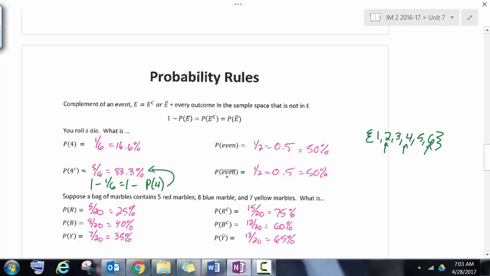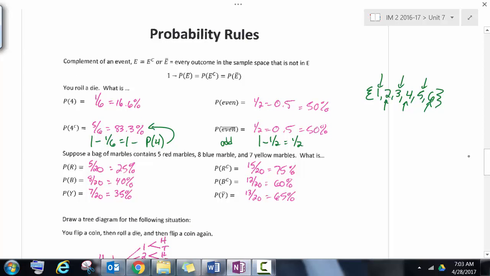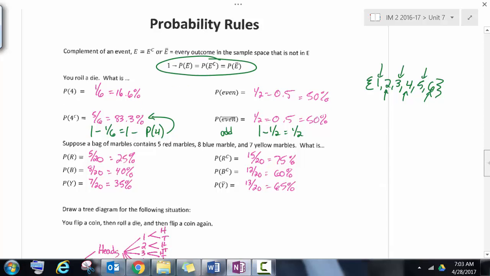And the probability of the complement of even is really saying that it's odd, so it's the other ones: 1, 3, 5. So 3 out of 6 as well, or we could have done 1 minus 1/2, and we still get 1/2. So we're using this formula to find the complement of an event. It's just the opposite. It's 1 minus the other thing happening.